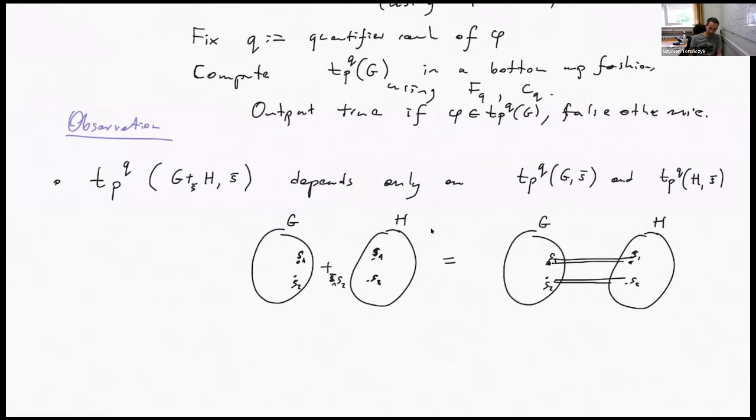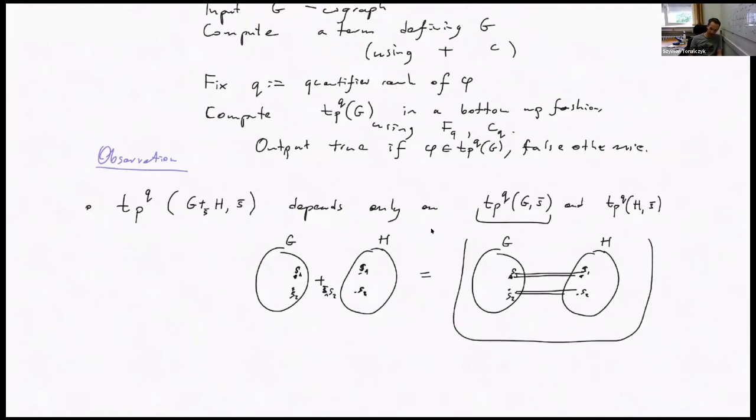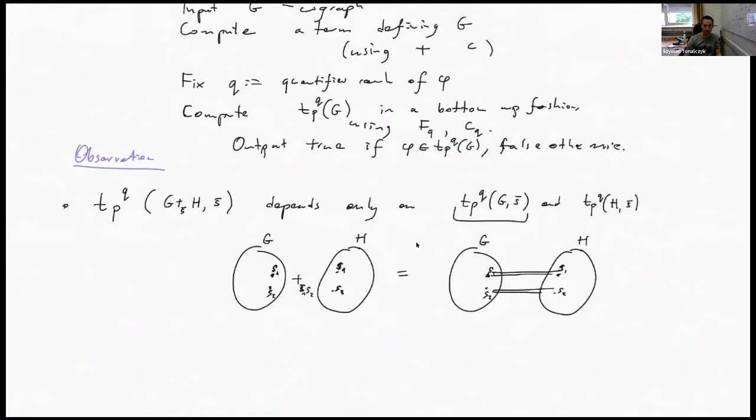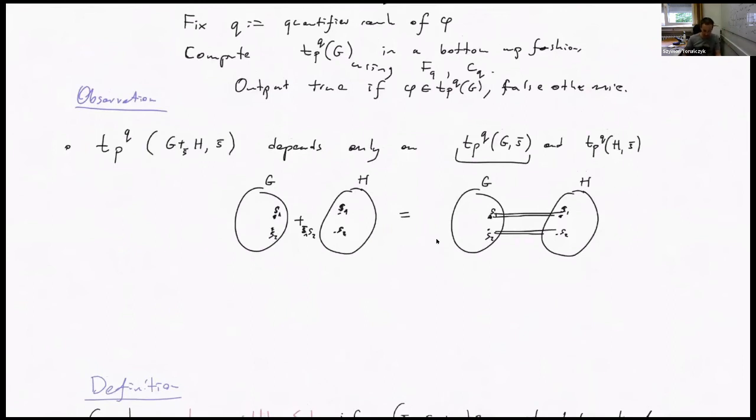And this proof using the Ehrenfeucht-Fraïssé game extends to showing that the type of this amalgamated union depends only on the type of the left graph together with those two vertices S1 and S2. So this is the type of the vertices S1 and S2 in the graph G, and the type of S1 and S2 in the graph H. Given those two types, we can compute the type of S1 and S2 in the resulting amalgamated union. It's basically the same proof. And using this observation, we can extend our method above. Now we don't use complementation, we just use those amalgamated unions.